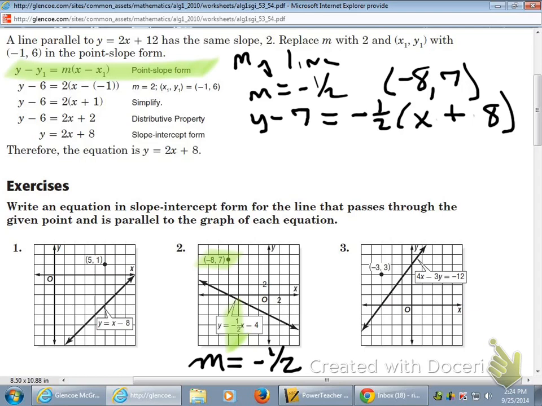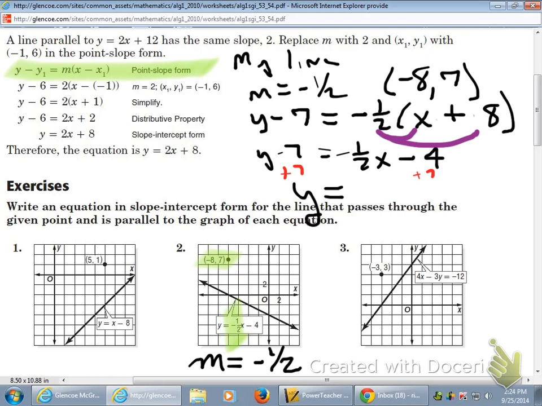Distributive property, change it to y equals. So that's y minus 7 equals negative 1/2 x. And of course, now I've got negative 1/2 times 8. What's half of 8? 4. Okay, so that's minus 4. And finally, get rid of the minus 7. Equals plus 3. So when I add that, I end up with y equals negative 1/2 x plus 3.